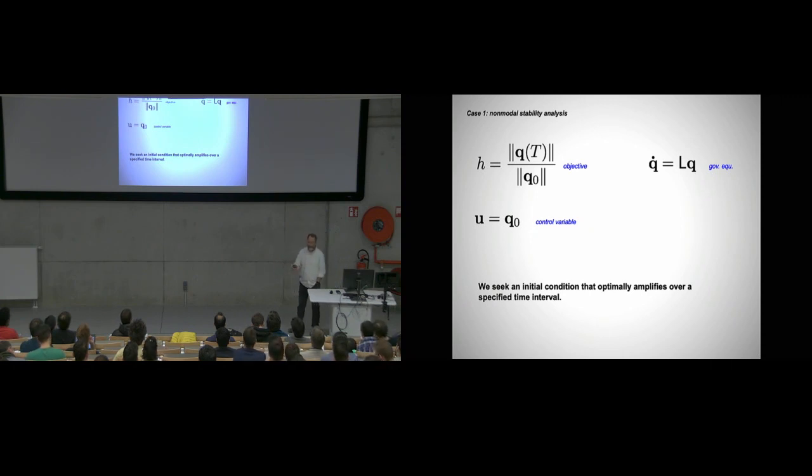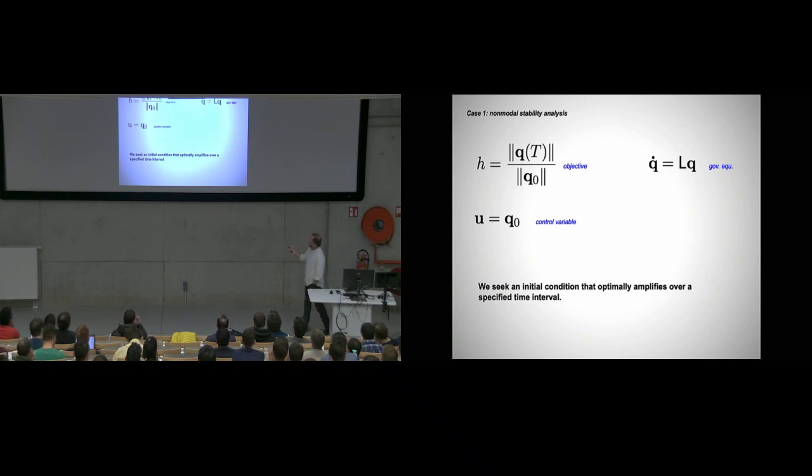I want to see how bad it can possibly get. My control variable to play around with is the initial condition. Okay? So I play with my initial condition to make that ratio as big as I can, subject to this evolution equation. Okay? So that's a very special case of that general optimization thing.